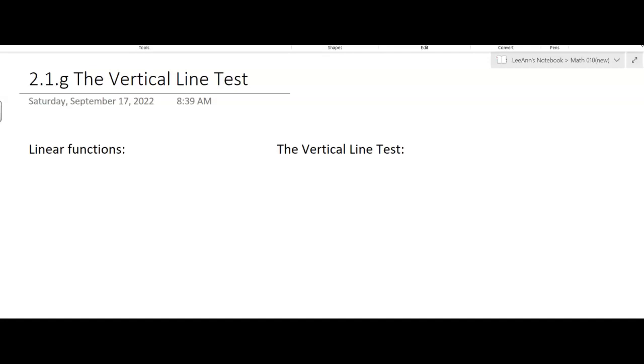Okay, so just a little bit about linear functions. A linear function can be written in the form f of x equals mx plus b. So I don't think that's too surprising. We've kind of talked about that before. Okay, now we're going to talk about the vertical line test. This tests to see if it's a function or not. Test for a function.